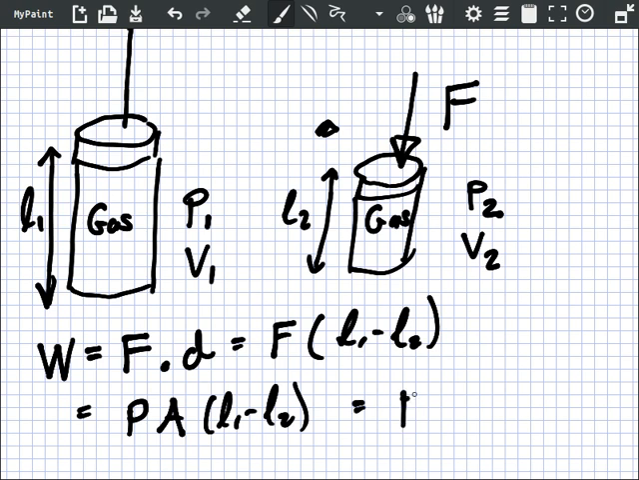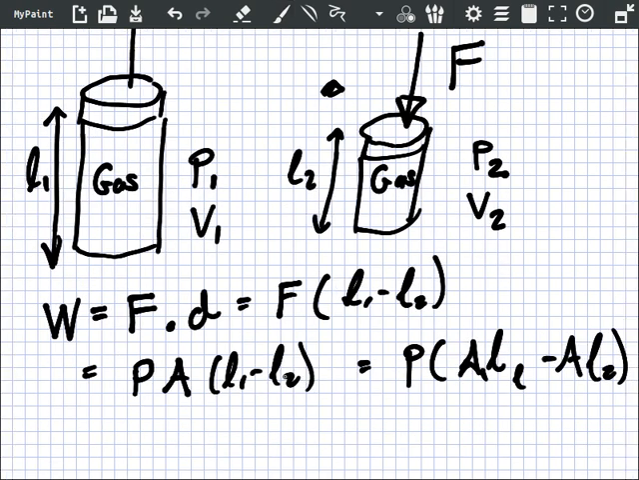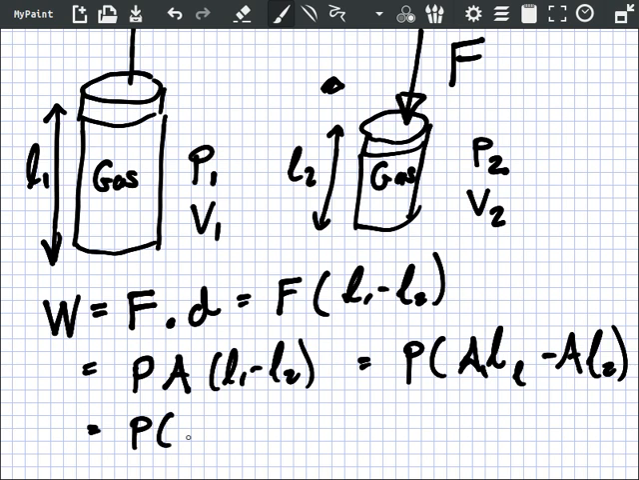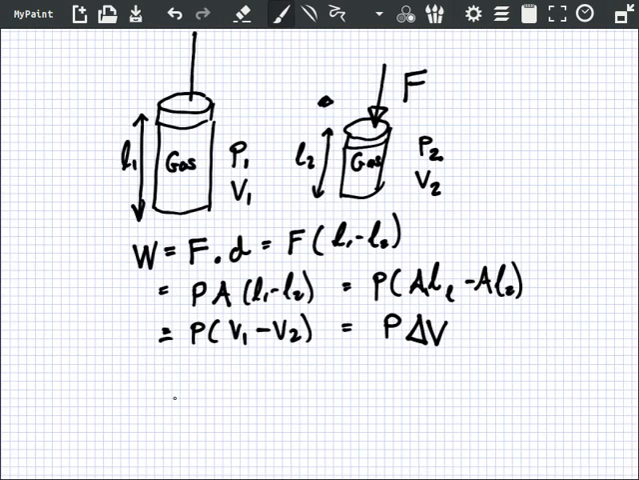Okay. I'm just going to multiply it in here. Who can tell me what A times L1 is and A times L2 is? Very good. It's the volume. So this is pressure times volume 1 minus volume 2. Or in other words, it's simply the pressure times the change in the volume. So we have our formula. The work done is equal to the pressure applied times the change in the volume you made.